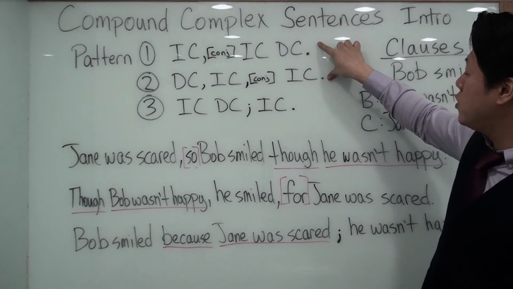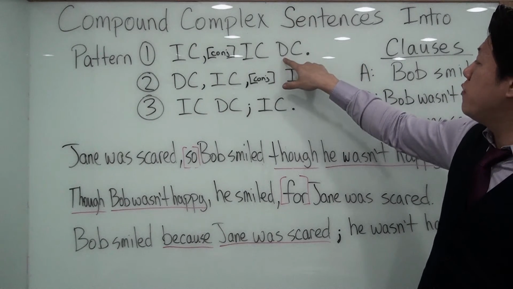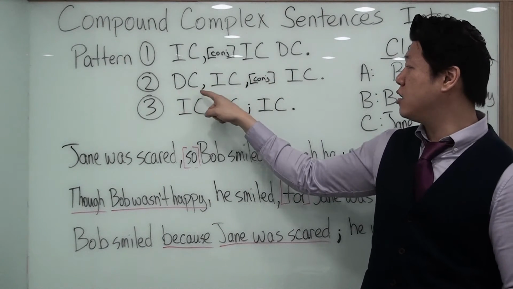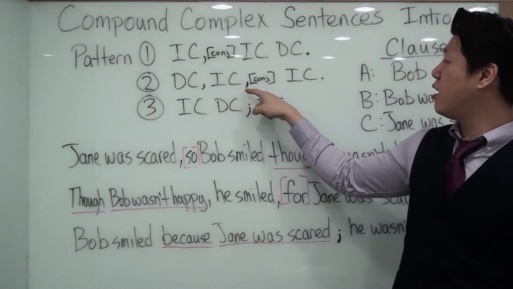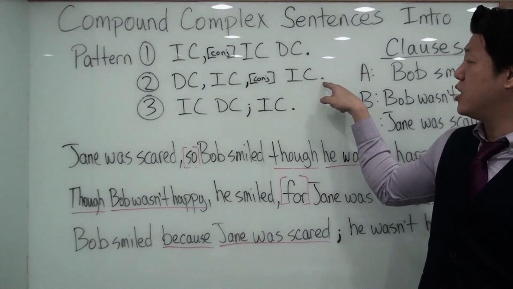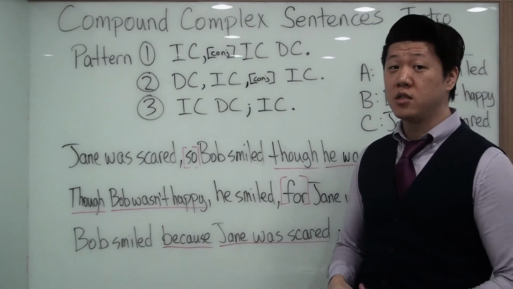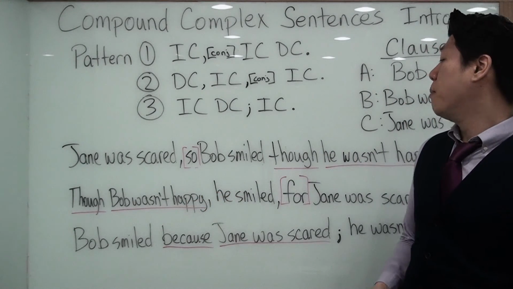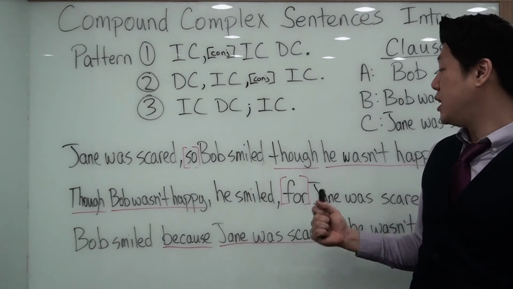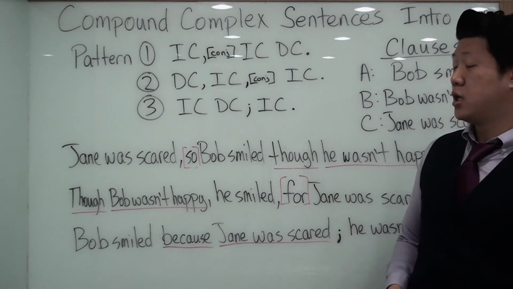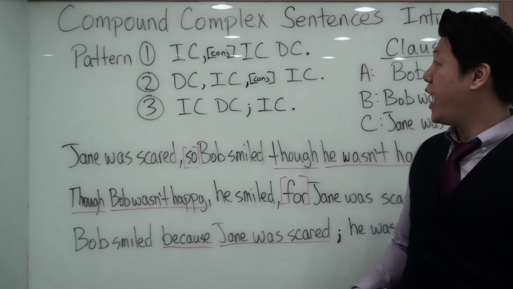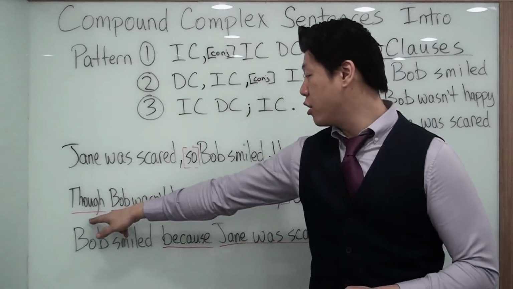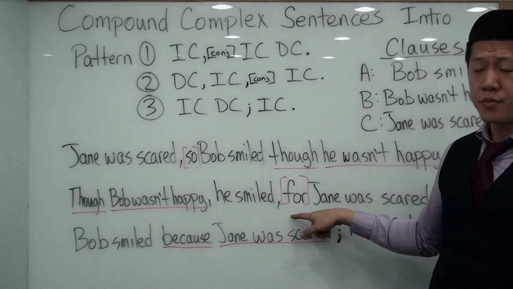Now, pattern 1 and 2, the only difference is moving the dependent clause to the front. So we move the dependent clause here, add a comma, independent clause, comma, conjunction, independent clause, period. The punctuations are important if you want to write perfectly. But here, though Bob wasn't happy, he smiled, for Jane was scared. So we have the dependent clause marker and our conjunction though and for.